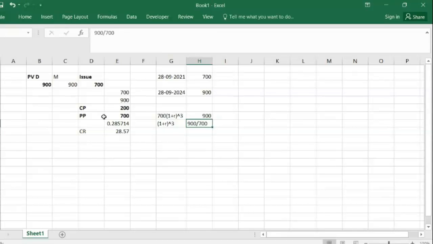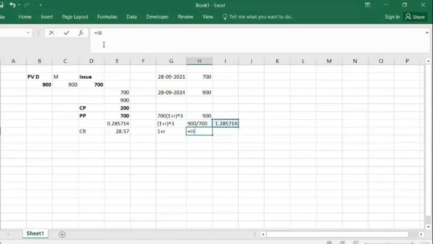So 900 divided by 700 is 1.28, and this 1 plus R to the power 3, if this power 3 is going to be moved to the right hand side, we'll take the cube root, or you can take it to the power 1 by 3.